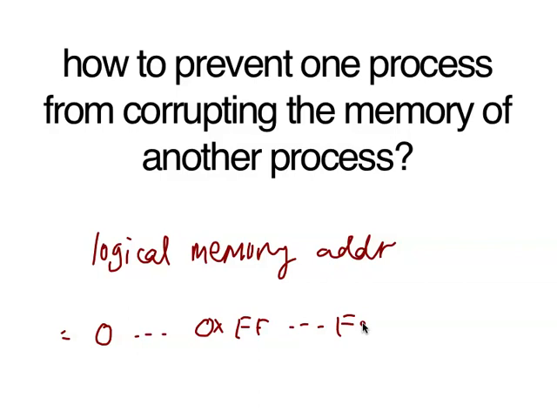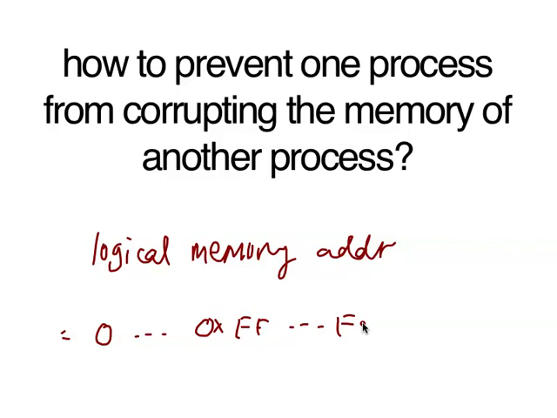Okay. So for example, in a process, I want to access memory location 0. Now this 0 is the logical address. It will be translated into a certain physical address in the memory.